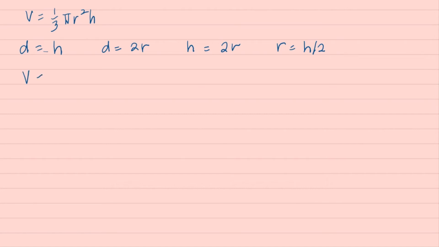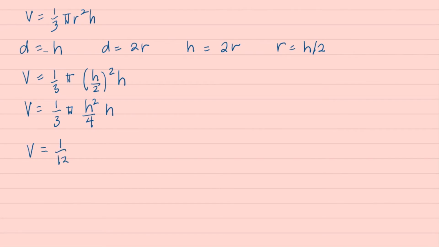So we are going to replace R in the formula for volume with H over 2. So we have V is equal to 1/3 pi. We replace R by H over 2, squared, and then times H. And then simplifying, we have 1/3 pi h squared over 4 times h. And finally, we write this as 1 over 12 times pi h cubed. So this is the working formula that we are going to use in solving this problem.